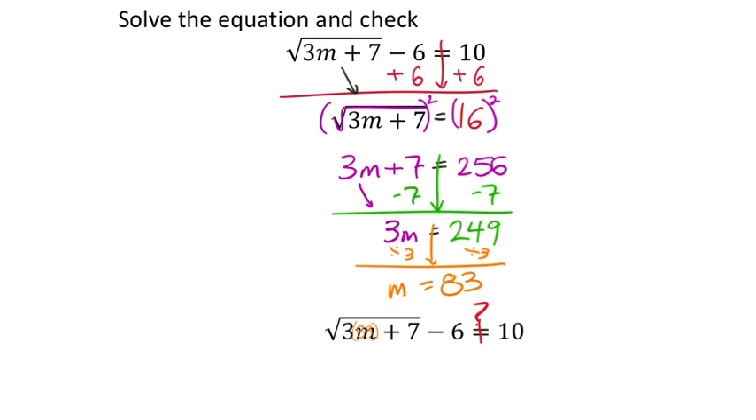I'm just putting this in the calculator, so let's get this in there. When I put it in the calculator, I got 10. Oh, that's perfect. I got 10 equals 10, which is true. And so I have the solution.